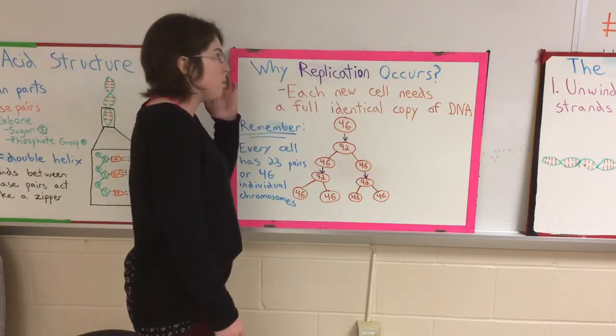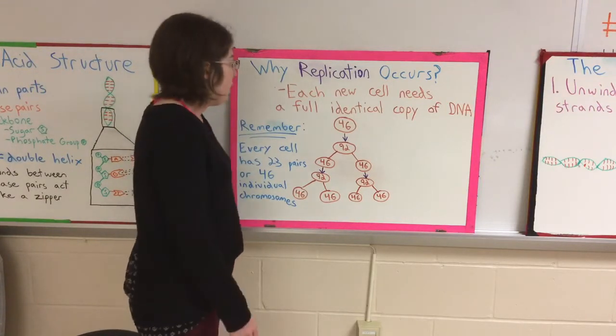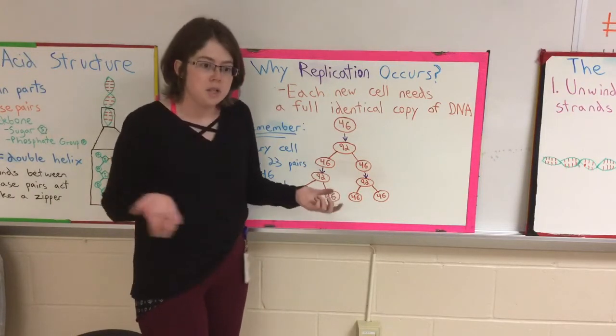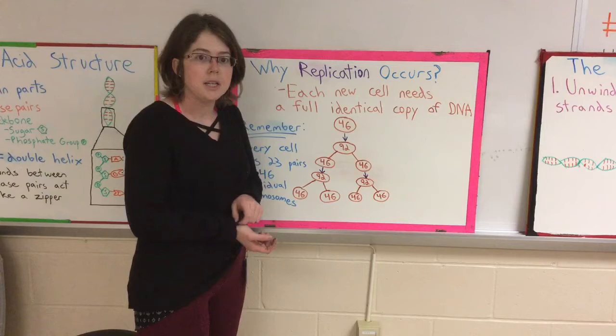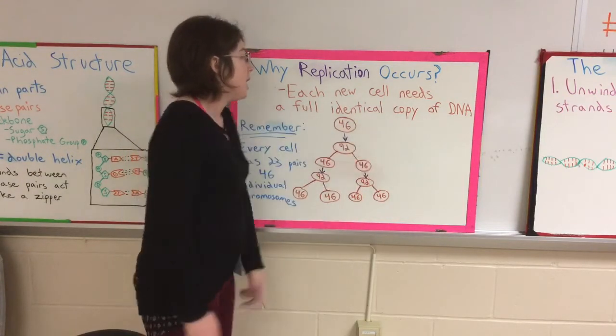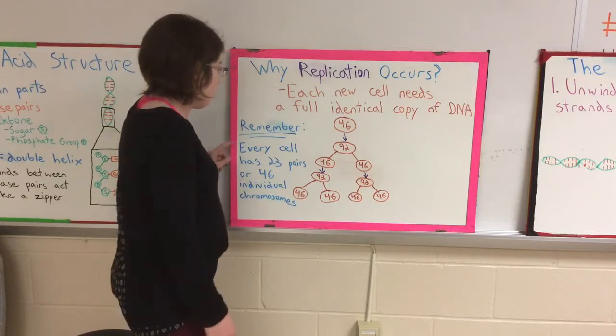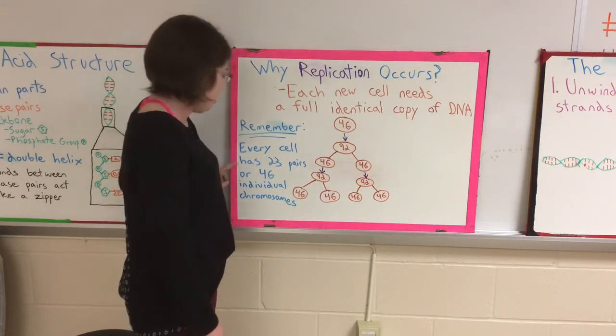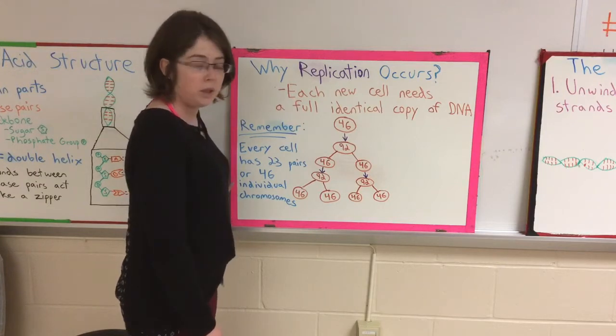So why does replication occur? It occurs because when we are making new cells in our body, every cell needs an identical full copy of DNA. And remember, every cell has 23 pairs of chromosomes or 46 individual ones.